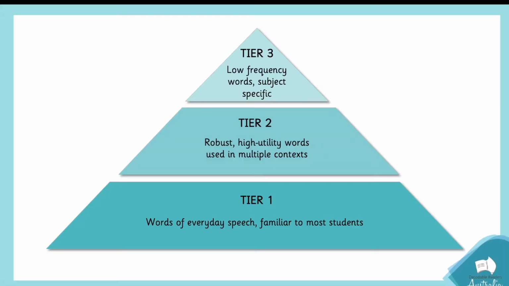And finally, our Tier 2 words. These are robust, high utility words used in multiple contexts, and usually students can gain an understanding of these words and their use through explicit instruction. It is at this level, that Tier 2 vocabulary word level, that requires both implicit and explicit instruction. So let's have a look at the difference between both.